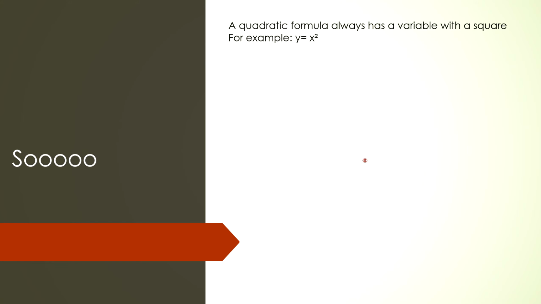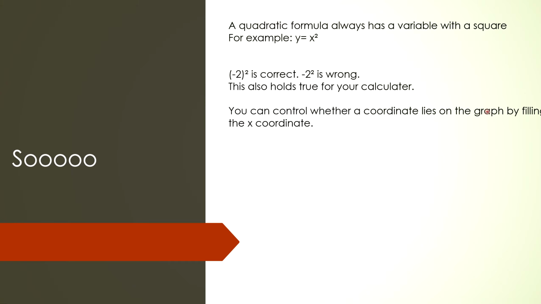That's all to this lesson. So what did we learn? A quadratic formula always has a variable with a square, for example, y equals x squared. Minus 2 in brackets to the power of 2 is correct. Minus 2 to the power of 2 is wrong. I will show you in a second why that is. This also holds true for your calculator. Yes, it will give you a different answer if you put it in brackets than when you don't put it in brackets. You can control whether a coordinate lies on the graph by filling in the x coordinate. That's all.